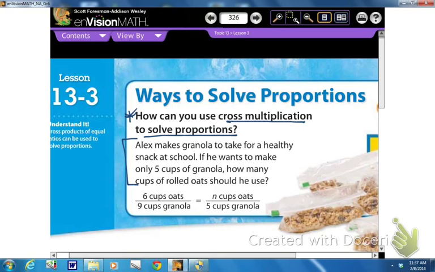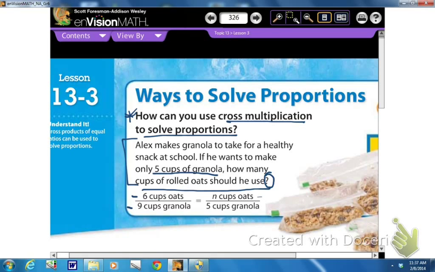All right, so here's our problem. Alex makes granola to take for a healthy snack to school. If he wants to make only 5 cups of granola, how many cups of rolled oats should he use? That's my question mark, right? So that's my variable right there. So here's the rate that they have set up. For every 6 cups of oats, you should have 9 cups of granola.